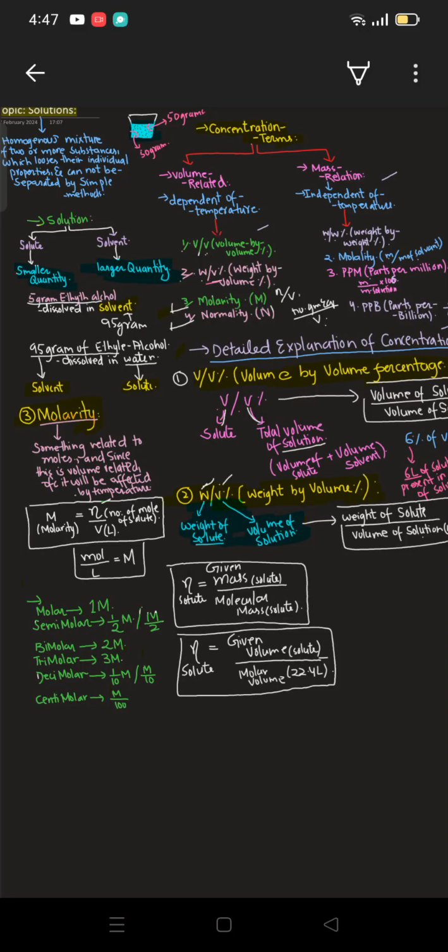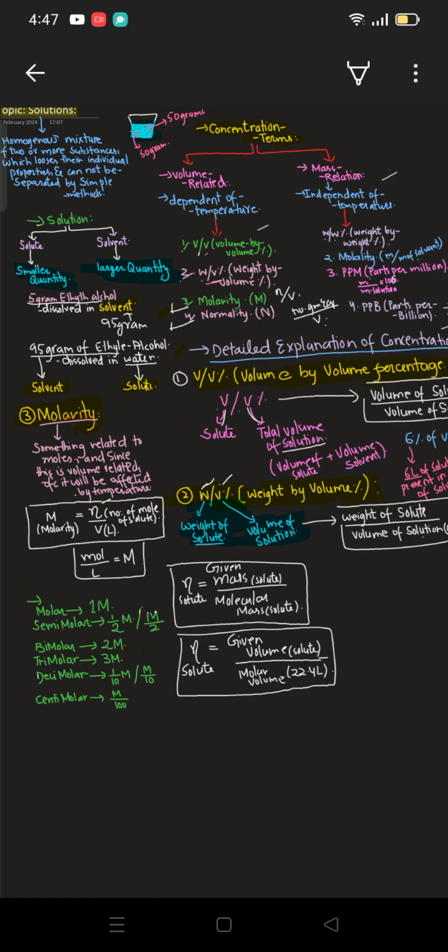Okay, so as in the last video, we discussed molarity in great detail, which was the second last concentration term related to the volume, which would of course be affected by the temperature. Anything related to volume would be affected by temperature. If temperature increases, the volume will increase. If we decrease the temperature, the volume will decrease as well. Since volume is directly proportional to the temperature, this relation was given by Charles's law, right?